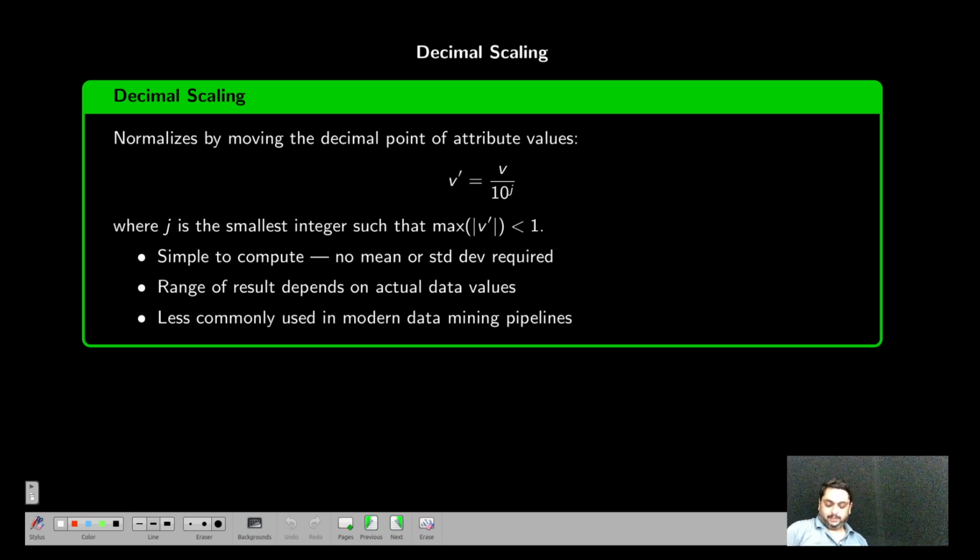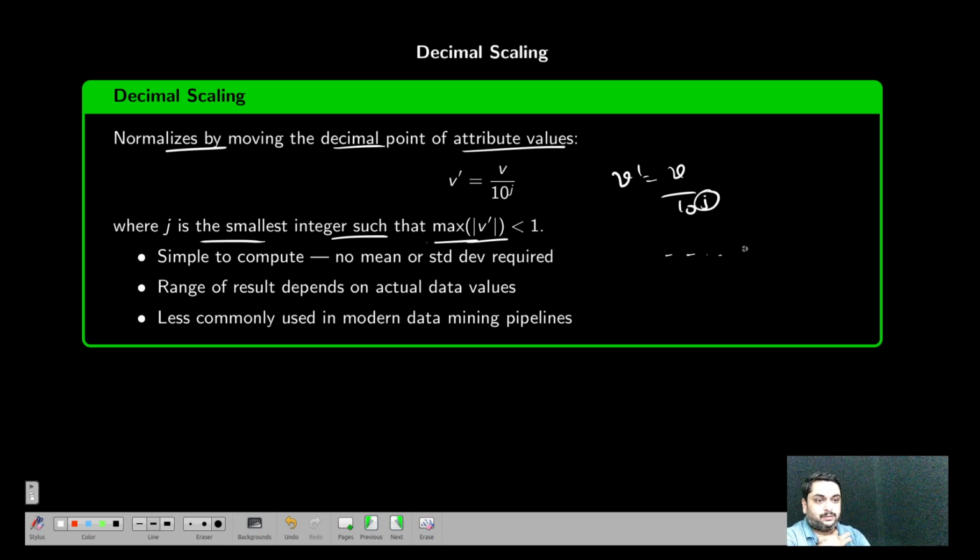The next one is simple decimal scaling, although it is not used in data mining and machine learning, but still there is a concept. Normalize by moving decimal points of the attribute value, just dividing it by 10 power j. So V dash is equal to V divided by 10 power j. You have to find this j. How will you find it? j is the smallest integer such that the maximum of the absolute value of V dash is less than 1. Negative values are not taken here. So if you are given a set, you take the biggest number, and if I divide this by 10 power j, I should get less than 1. That's what we are trying to do.